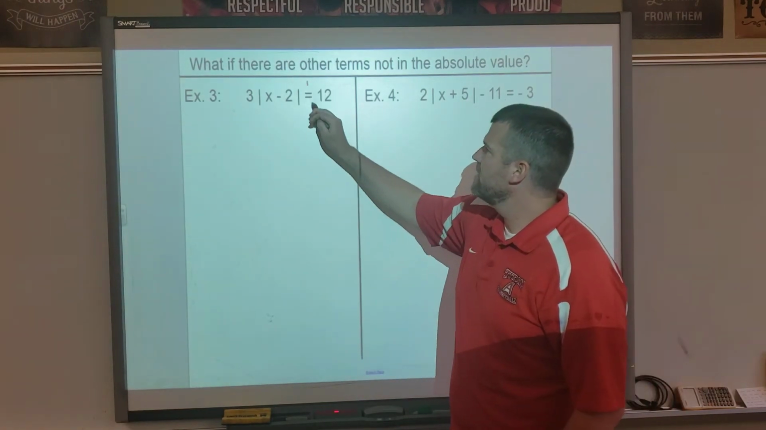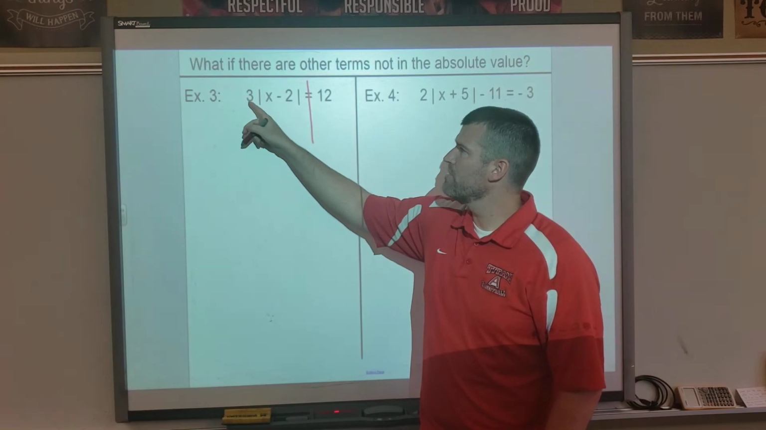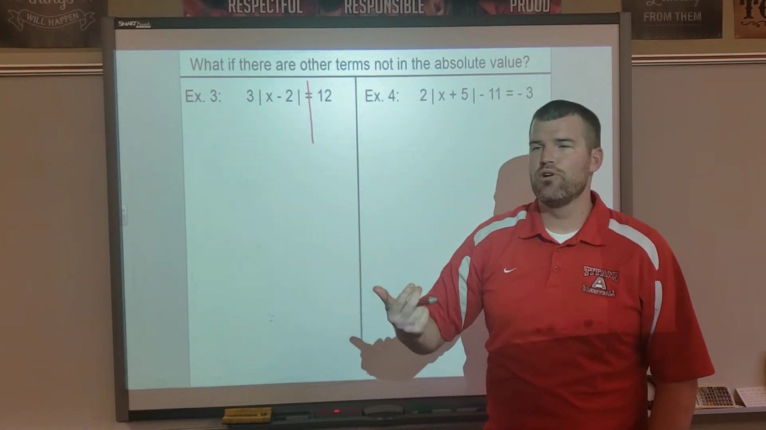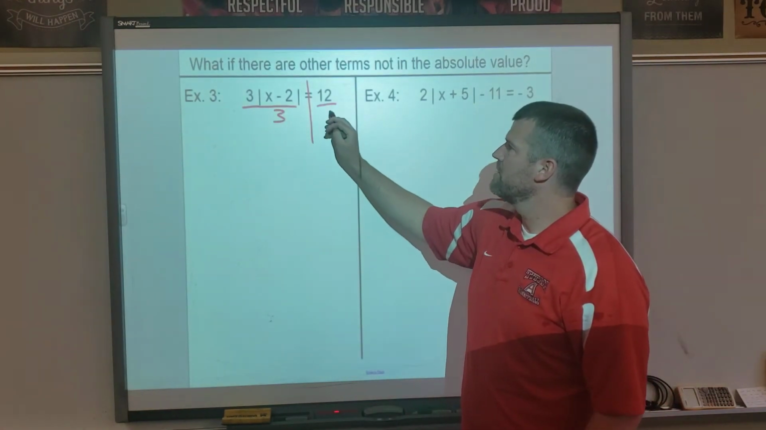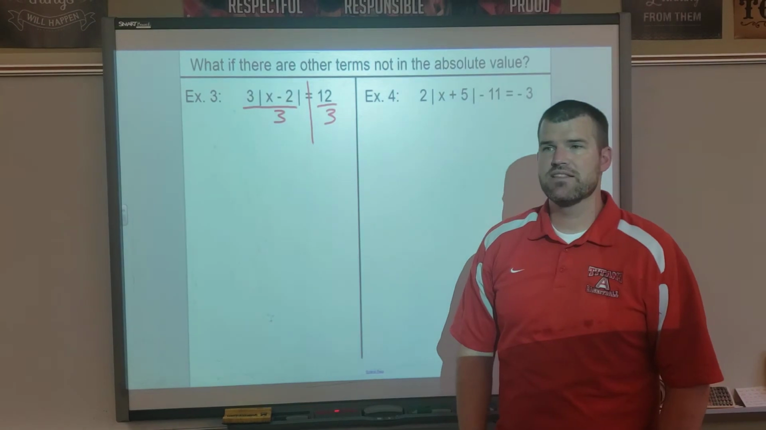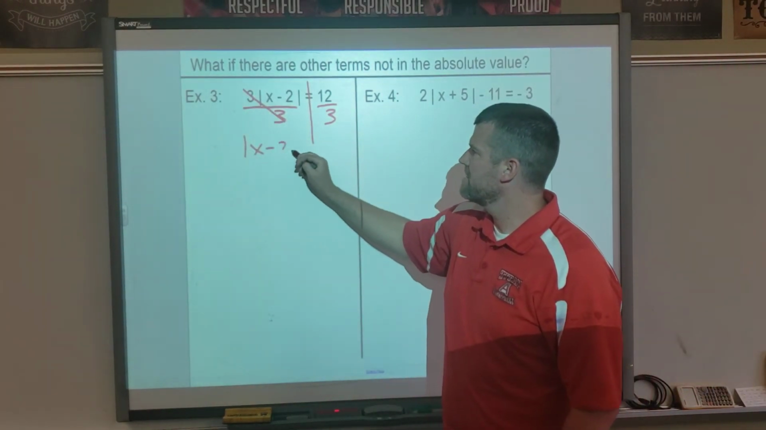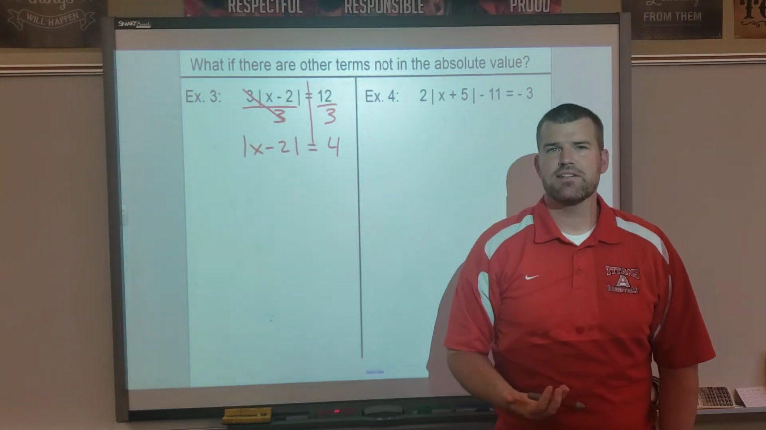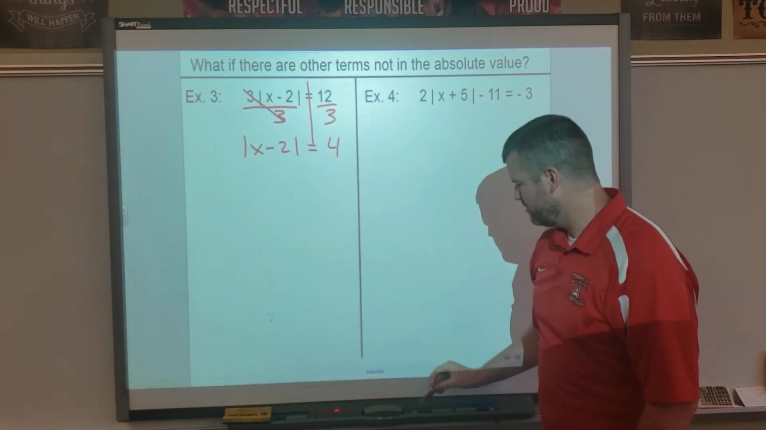So I need to find a way to get rid of 3. Well, what is this 3 doing to the bars? It's multiplying. So to undo multiplication, I can simply divide. And what I divide one side by, I have to divide the other by the same thing. And that gives me the absolute value of x minus 2 equals 4. And now we're right back to the problems we did on the slide before. We have an absolute value equal to 4.